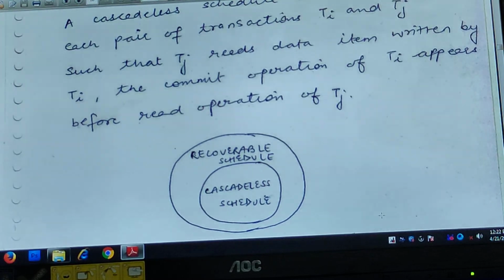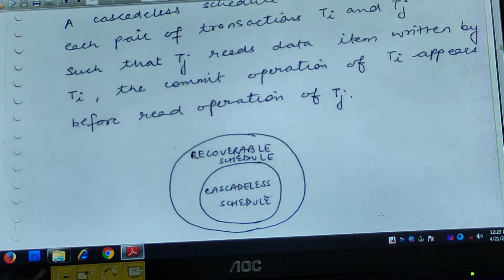Let's revise the definitions of recoverable schedule and cascadeless schedule again. In the case of a recoverable schedule, if Tj is reading a value written by Ti, then the commit operation of Ti should occur before the commit operation of Tj. In the case of a cascadeless schedule, if Tj is reading an item written by Ti, then the commit operation of Ti should appear before the read operation of Tj, not just before the commit of Tj. So these are the two types of schedules.